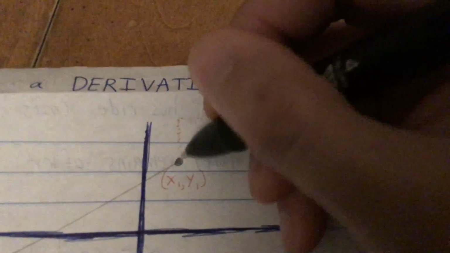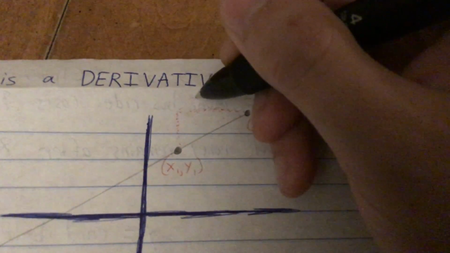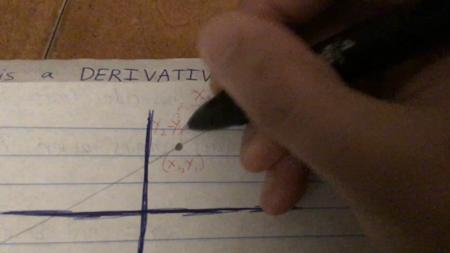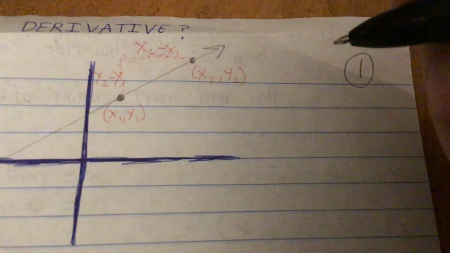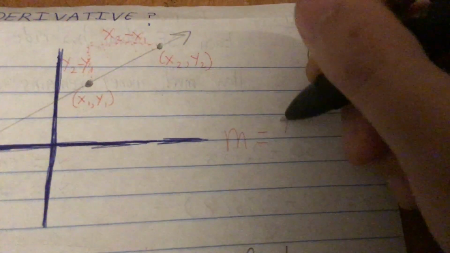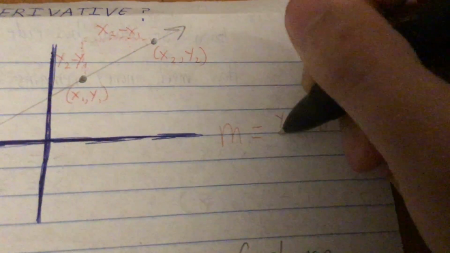So we can find the vertical change over the horizontal change by this formula. We take y2 minus y1 over x2 minus x1. So that is how we create the formula to figure out the slope.